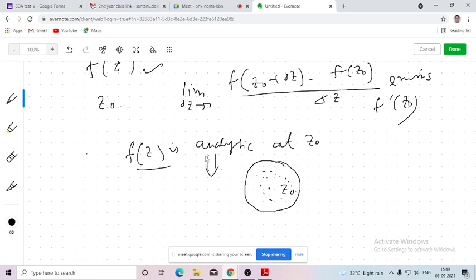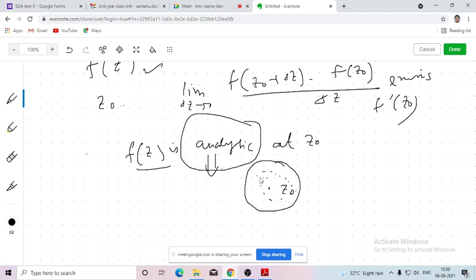So f(z) is differentiable at the point z0 means f(z) is differentiable at the point z0 only. So I can provide assurance of that. But if I tell you that f(z) is analytic at z0 instead of differentiable, if I use this term analytic, then this implies that f(z) is not only differentiable at z0, but it is differentiable at each and every point around a neighborhood of z0.